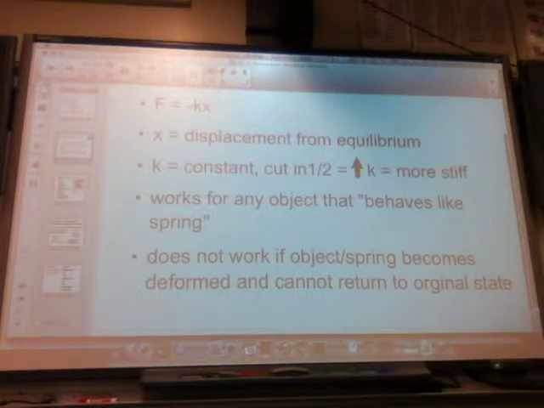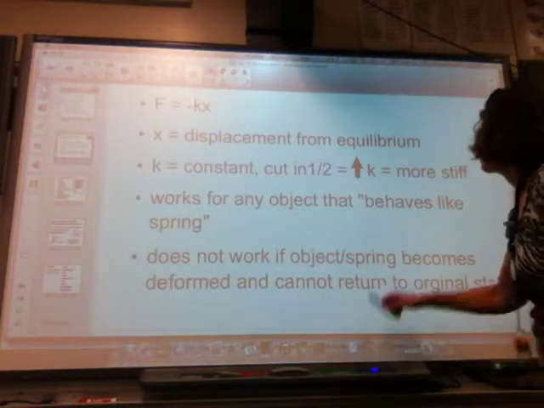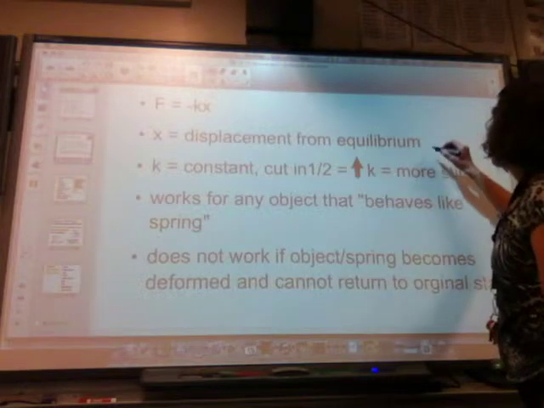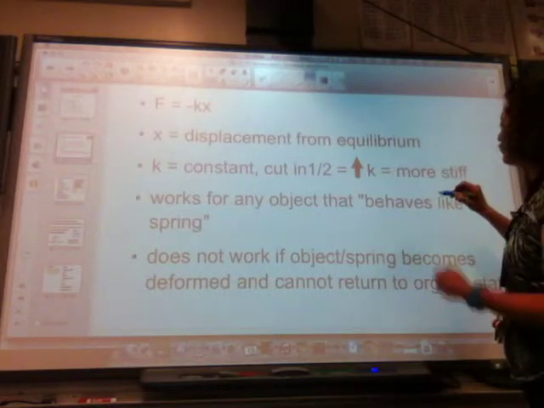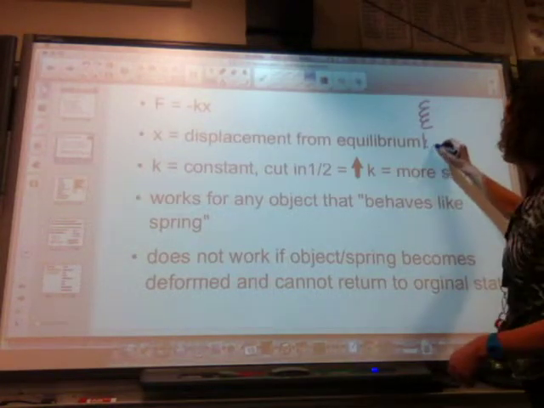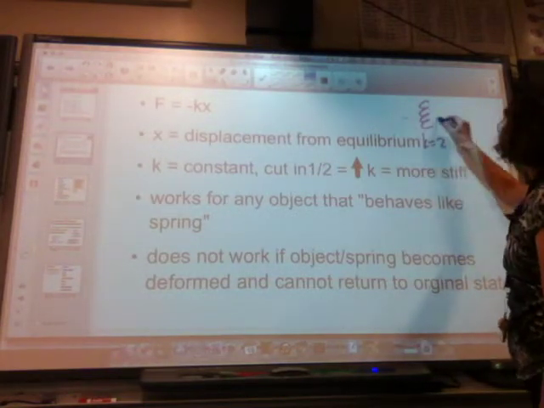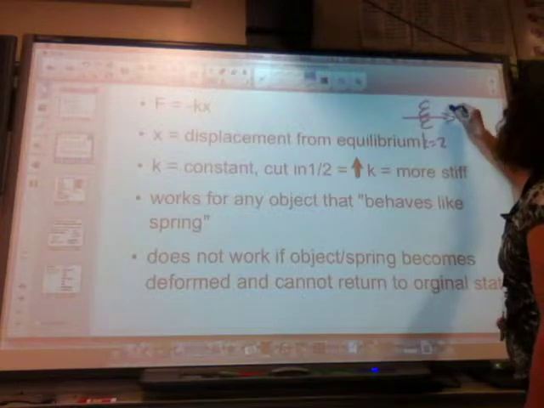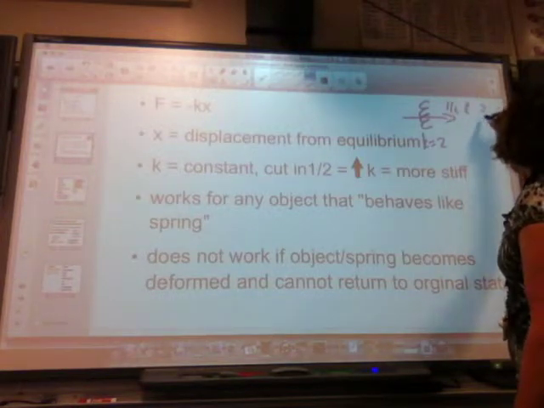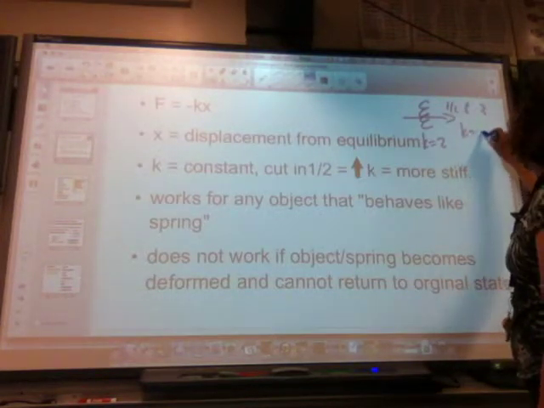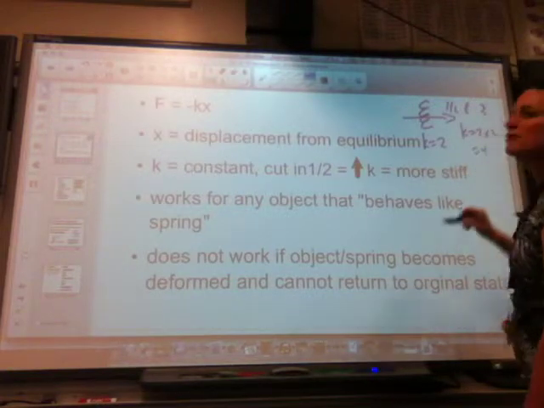Tiana, do you have a question? Can you explain how it works when it's cut in half? So if I took a spring, and let's say the K is 2, right? And then I cut it in half. So it's half, and now I have 2 springs. Each spring is going to have a K of 2 times 2, so it's going to be 4.